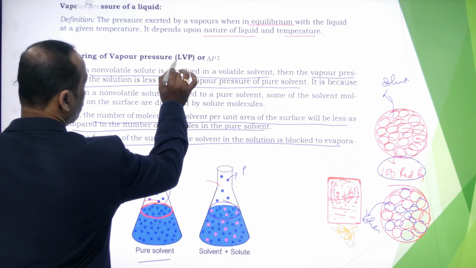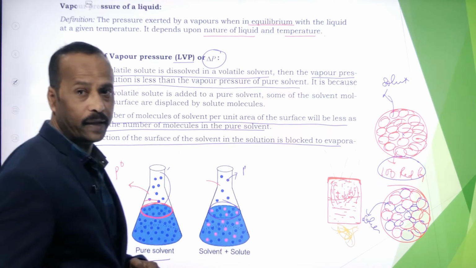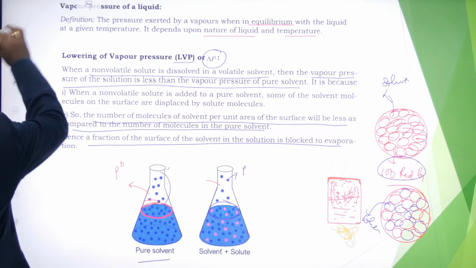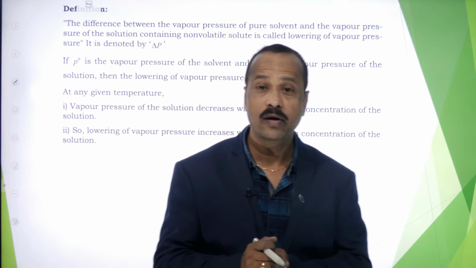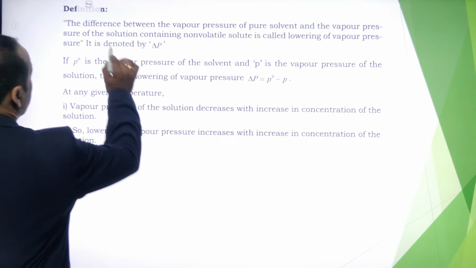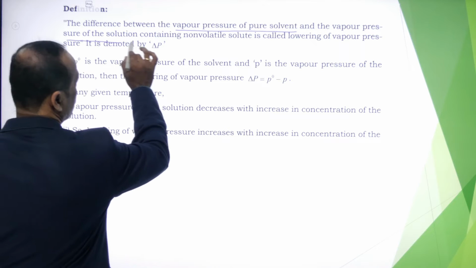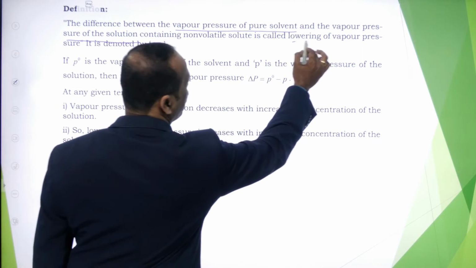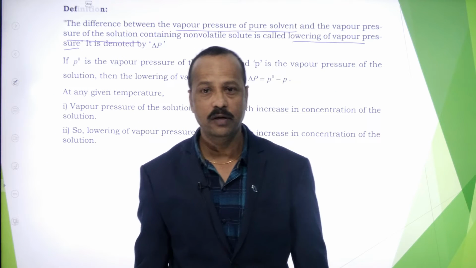In short, lowering of vapor pressure is called LVP and it is denoted by delta P. The triangle shape is called delta. Clear now? Any doubt here? So now how can you define the lowering of vapor pressure? The definition: the difference between the vapor pressure of a pure solvent and the vapor pressure of the solution is called lowering of vapor pressure. Clear to you?